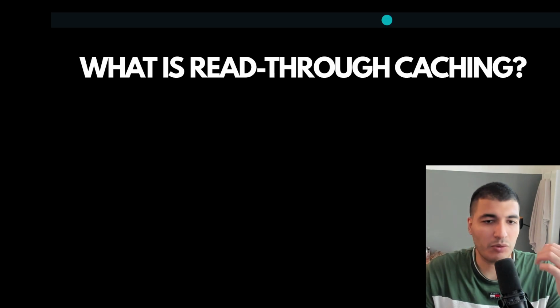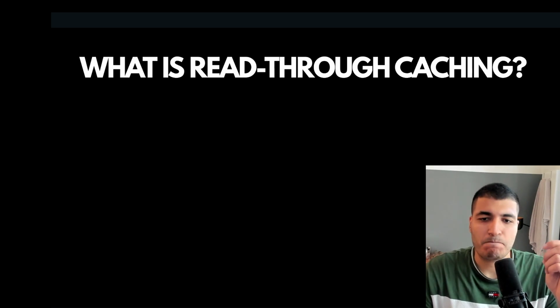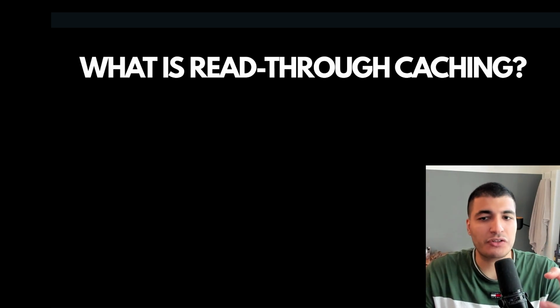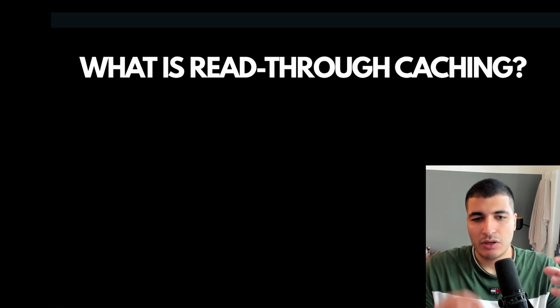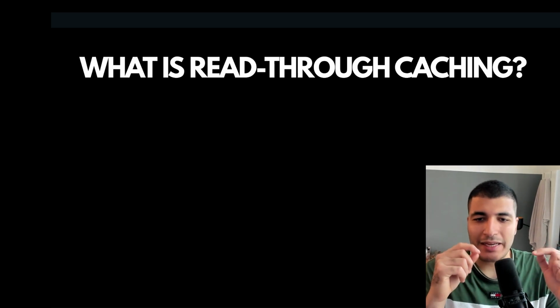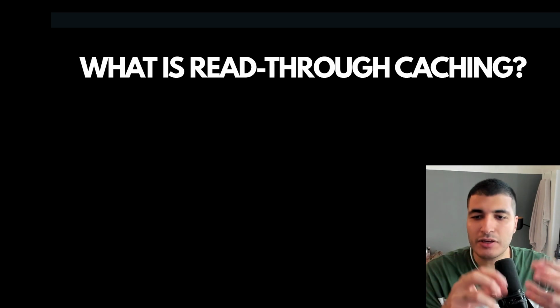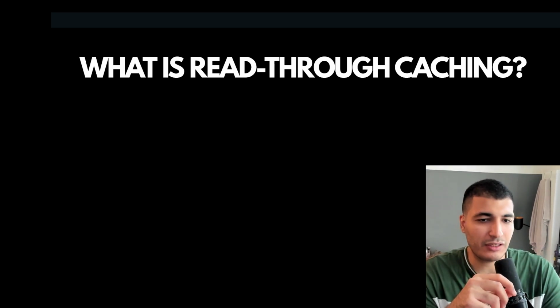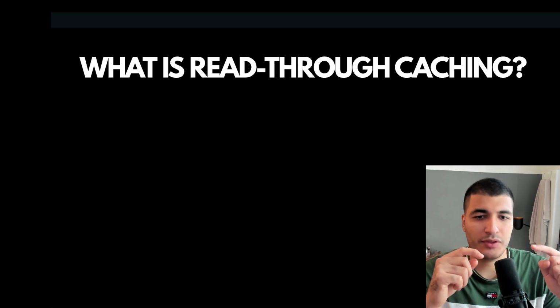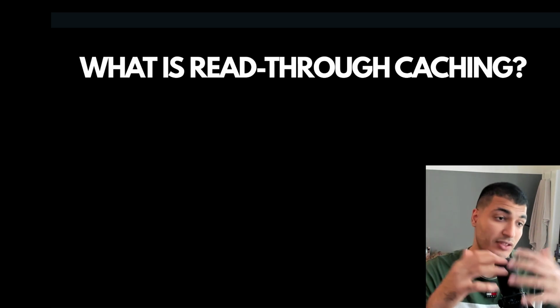So first, we will talk about what read-through caching is. In a read-through caching strategy, your application interacts directly with the cache when it needs to retrieve data. It doesn't talk to the database directly for reads. There is a specific flow.